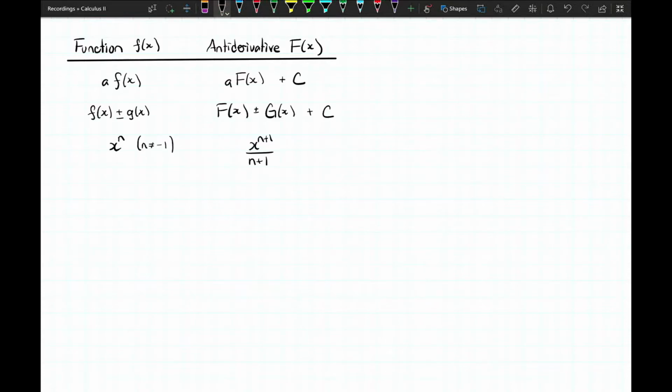So, what about that case? What if n does equal negative 1? Well, if we're given the function x to the negative 1, we should really be thinking of that as being the function 1 over x.